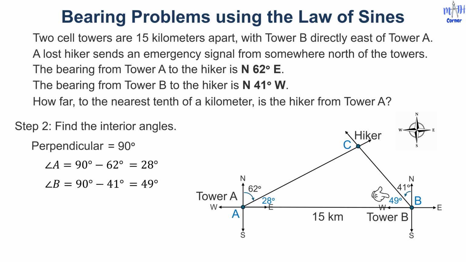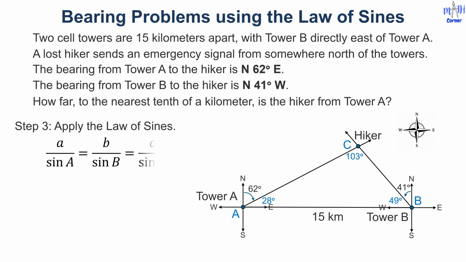The angles of a triangle add up to 180 degrees. So, the angle at the hiker, or angle C, is 180 degrees, minus 28 degrees, minus 49 degrees. This is equal to 103 degrees. Step 3. Apply the law of sines.